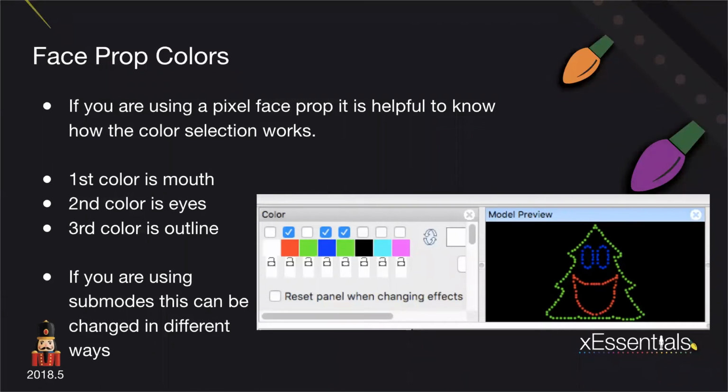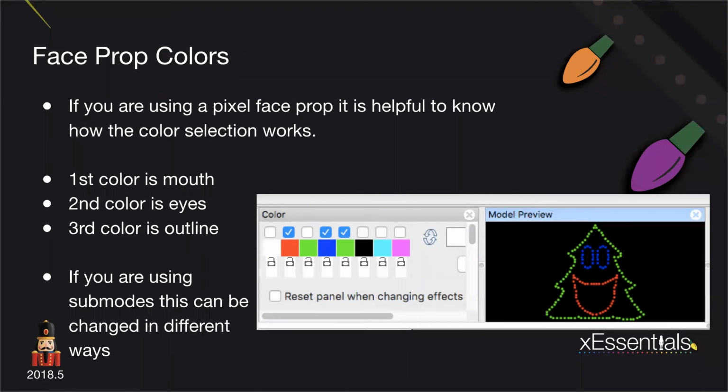If you use submodels, you can change it even more. I'm going to show you later. We use submodels on our outline, and we'll run chases and stuff so our outline doesn't stay solid the whole time. And if you decide that you want your Christmas tree to be red and you want the mouth to be green and you want to switch them around, you have to change the colors in your color selection. You have to change their order so that it works.